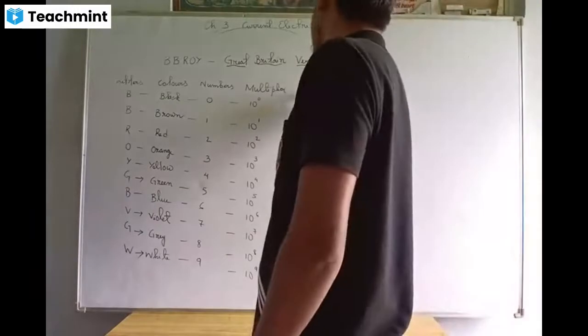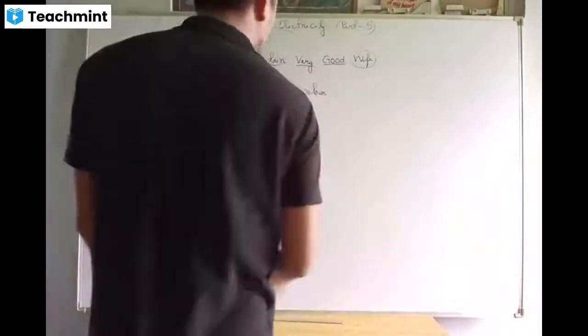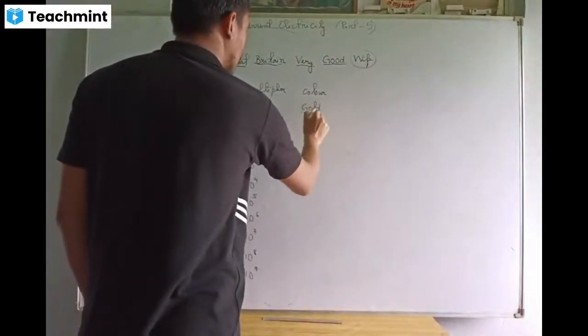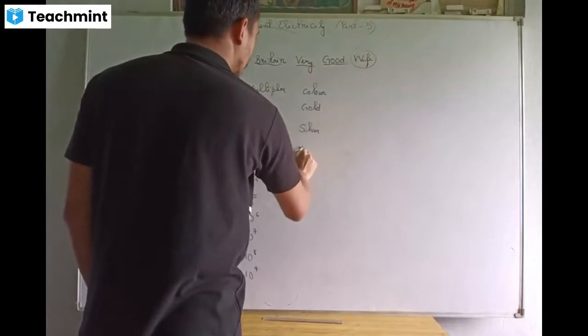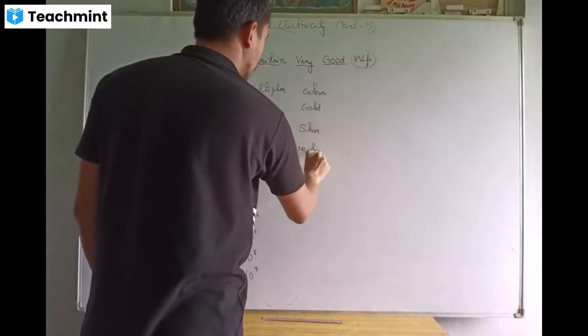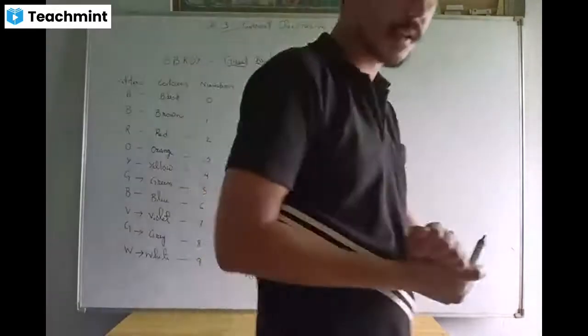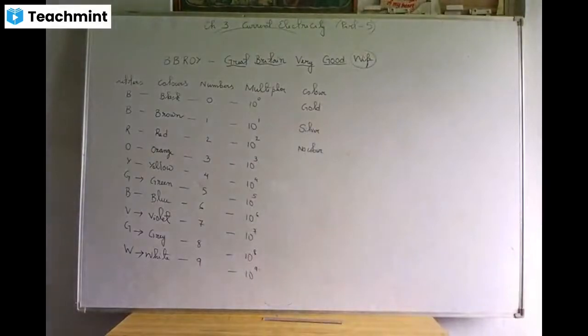Now we have colors again. One more color series. Here we have only three colors: gold, silver, and no color. We have another series of colors, that is gold, silver, and no color.